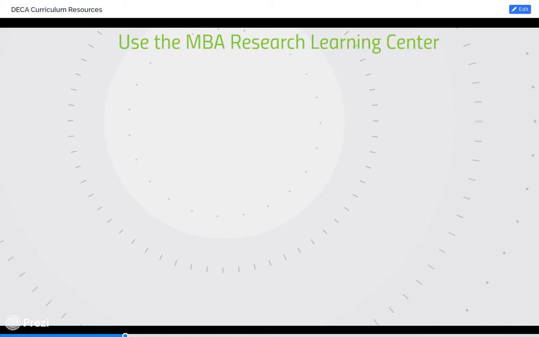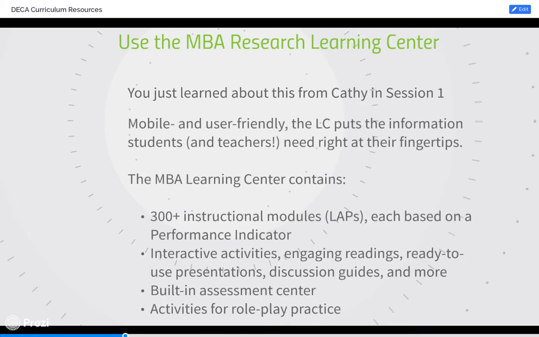Next, we want to use the MBA Research Learning Center. I use the Learning Center for all my classes. You just learned about this from Kathy in session 1, so I'm not going to go into a lot of detail. If you want more detail, you can see Kathy's session. But it is mobile and user-friendly. It can also be used on the computer if you don't want to use it mobile. There's tons of information on there. You know all about this, hopefully. Hopefully you're already using it.